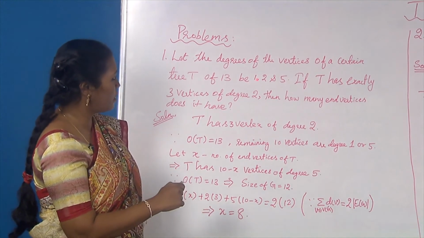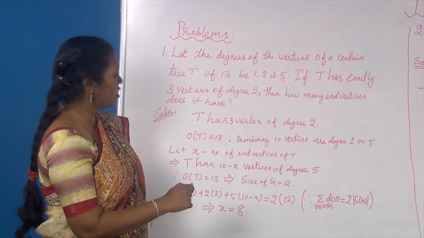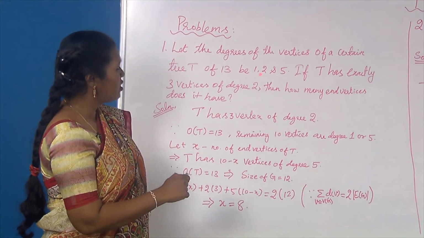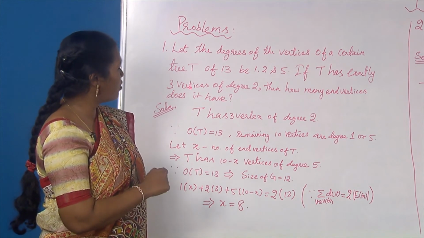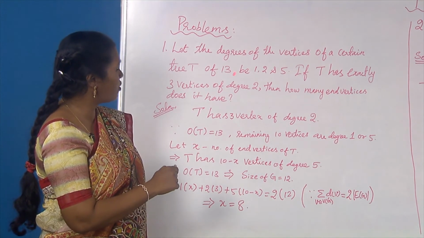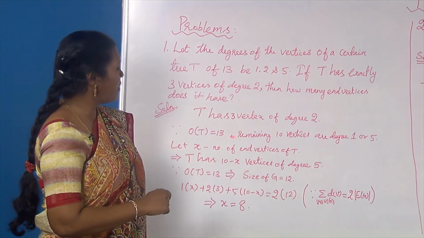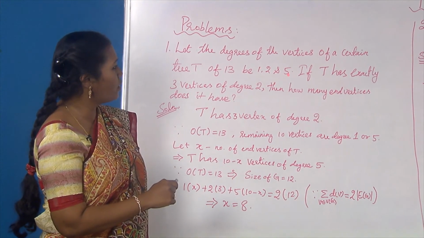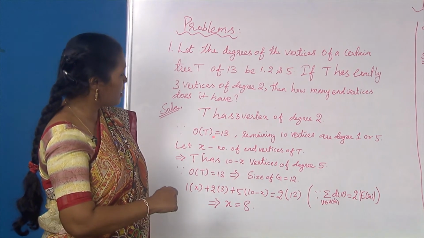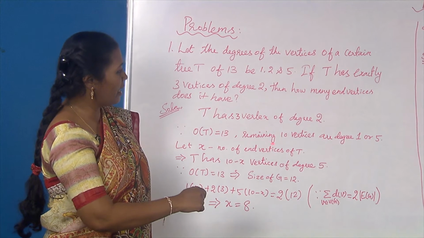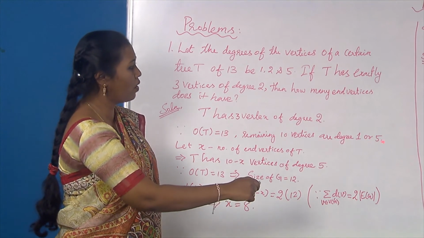You can look at the problem. There is 1, 2 and 5 as degrees, 13 vertices. There are 3 vertices of degree 2, and therefore, if you subtract those 3 vertices from the total number of vertices, it means that the remaining vertices have degree either 1 or 5. So, 3 vertices of degree 2, if you subtract those vertices from 13, the remaining 10 vertices are of degree 1 or 5.